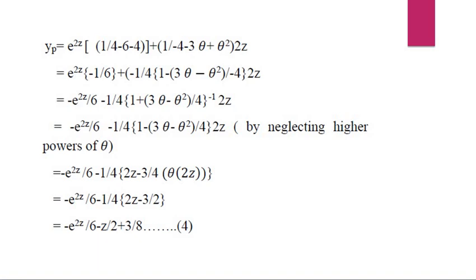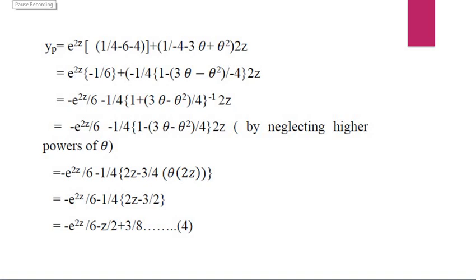2z. Now take this 2z inside the bracket. We have minus e power 2z by 6 minus 1 by 4 into 2z minus 3 by 4 into theta of 2z, because the differential of 2z for 2 times becomes 0, therefore we are neglecting the higher powers of theta here.